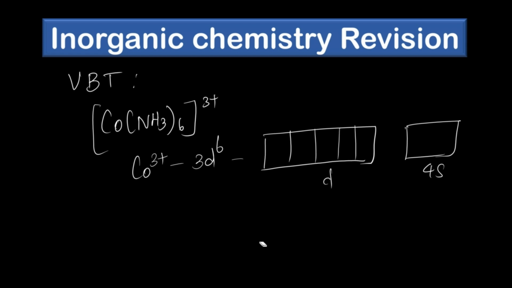Okay. So this is 3d. How many electrons? 6 electrons. I'm drawing it one by one. I'm following the rules. Okay. So now, coming to the ligand, if the ligand is strong field, then the electrons will get paired up. If the ligands are weak field, then the electrons remain as such. So what are strong field ligands? What are weak field ligands?